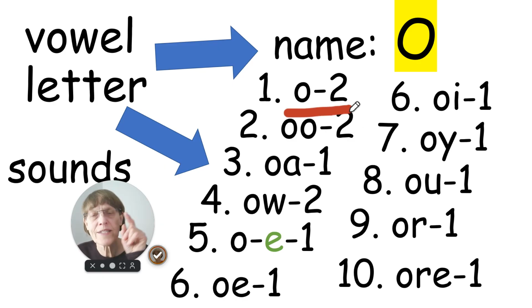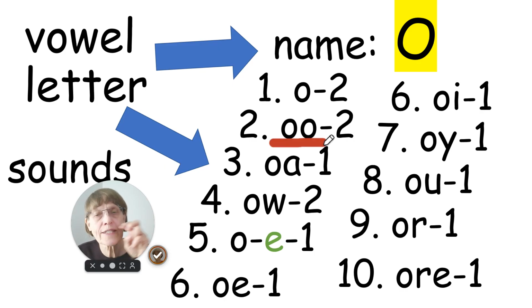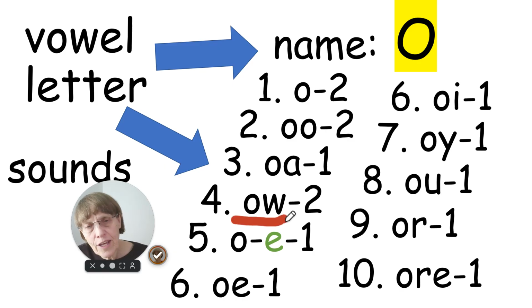So when we look at number 1, when we see an O by itself, we can say O or ah. When we have 2 O's together, 2 sounds. Ooh and. When we have an OA together, we say O. When we have an OW together, there's 2 different sounds. O and ow. And when we have an O with a quiet E, we say O. And when we have an OE together, we say O.